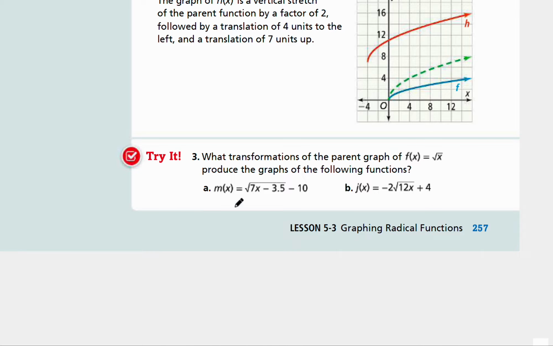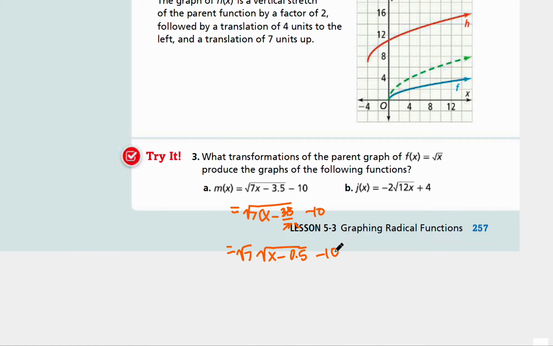Okay, are you ready? Let's look at part A. m of x is root 7x minus 3.5, and then minus 10. So we're going to change this form. You're going to factor out 7, the greatest common factor, and have x minus 3.5 divided by 7, which would be 0.5, and then minus 10. So this is root 7 times root x minus 0.5, and then minus 10.